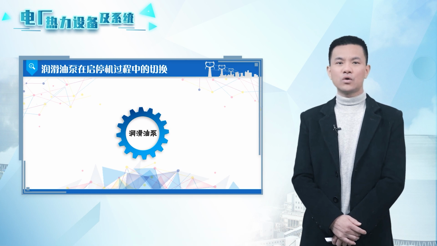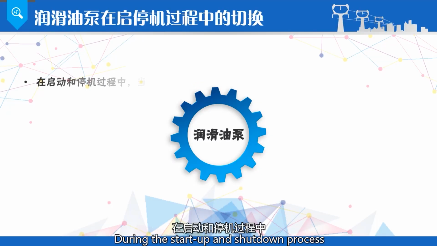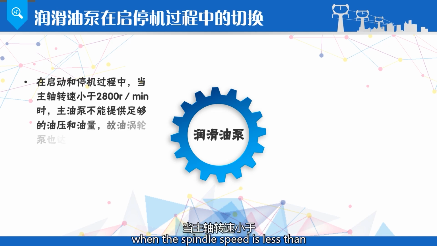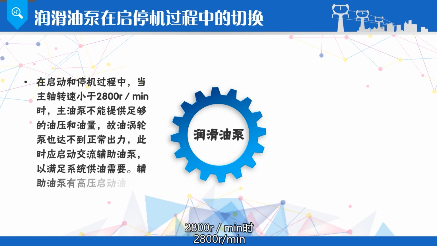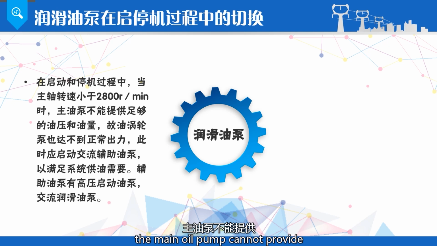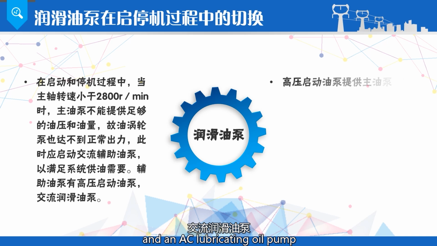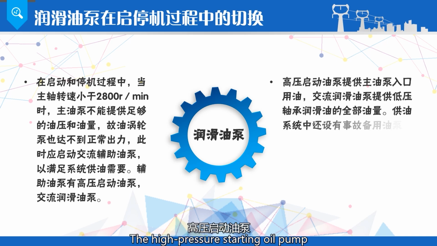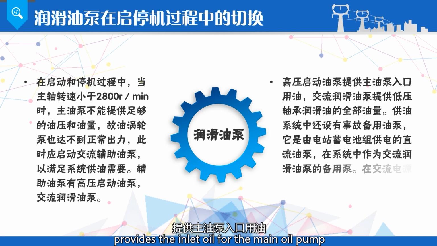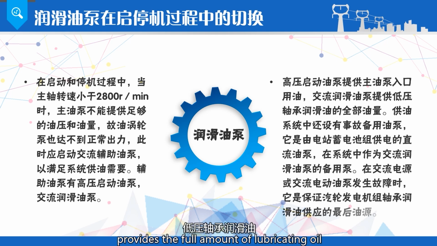Switching of the lubricating oil pump during the start-stop process. During startup and shutdown, when the spindle speed is less than 2,800 rounds per minute, the main oil pump cannot provide sufficient oil pressure and oil volume, so the oil turbine pump cannot achieve normal output. At this time, the AC auxiliary oil pump should be started to meet the system oil supply needs. The auxiliary oil pump has a high-pressure starting oil pump and an AC lubricating oil pump. The high-pressure starting oil pump provides the inlet oil for the main oil pump, while the AC lubricating oil pump provides the full amount of lubricating oil for the low-pressure bearings.